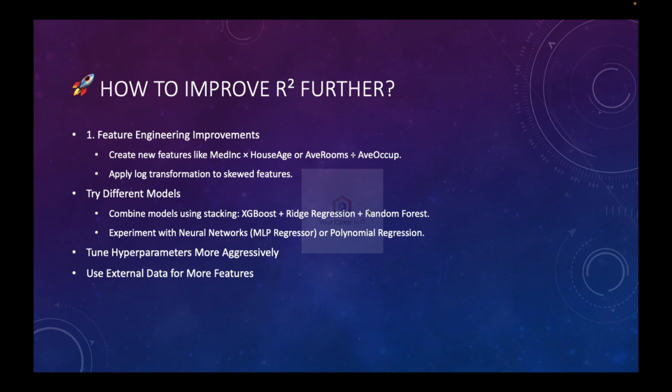Tune hyperparameters more aggressively. Increase n_estimators in XGBoost, for example, 20,000 plus trees. Use smaller learning rates, 0.005 or 0.01. Perform feature selection to remove redundant features. Use external data for more features. If possible, add job growth rates in each area, crime rates per neighborhood, school quality ratings, and use the Google Maps API to get real estate neighborhood data. So, more data equals more predictive power.